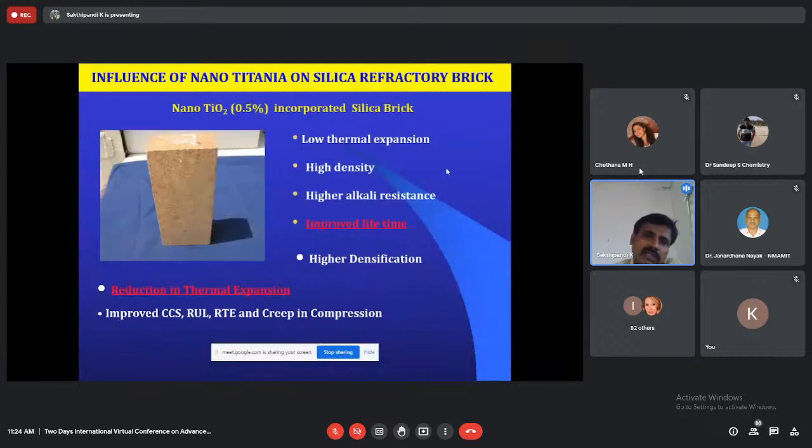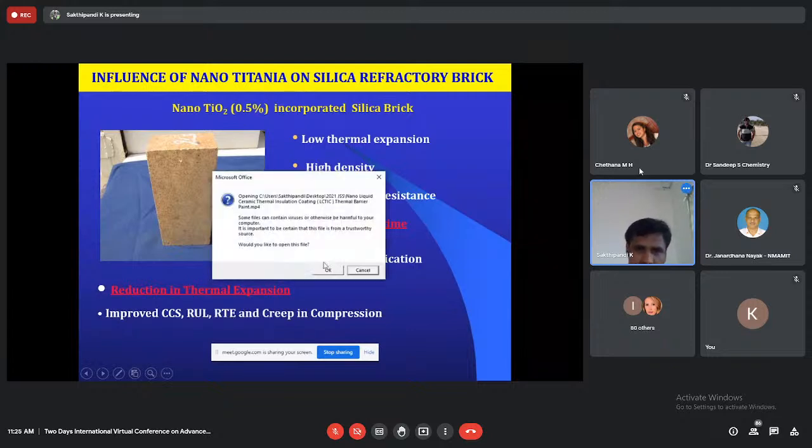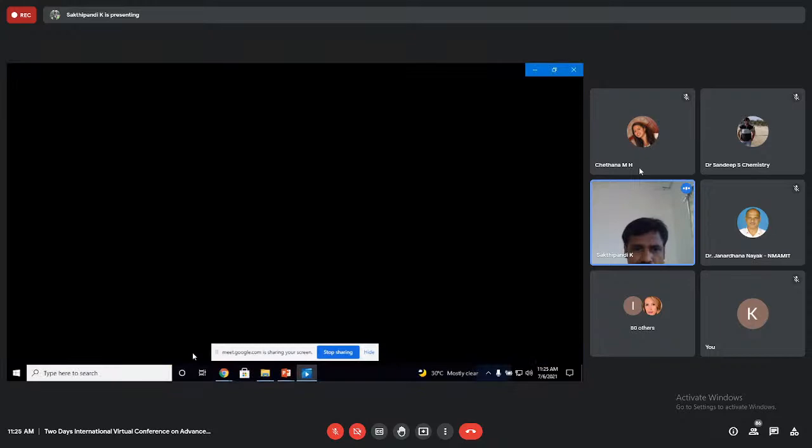This I have already mentioned. This is a brick developed in our lab. It has low thermal expansion, high density, higher alkali resistance and improved lifetime. This brick has been incorporated with nano TiO2 at 5% in the silica brick. So a reduction in thermal expansion will be there due to this compound. One can produce this.